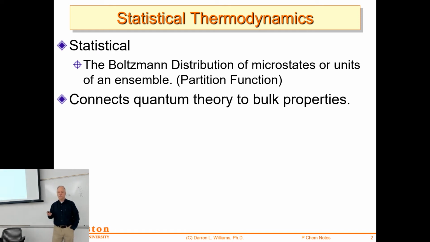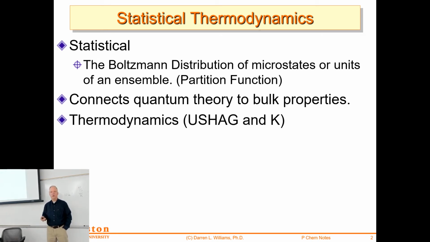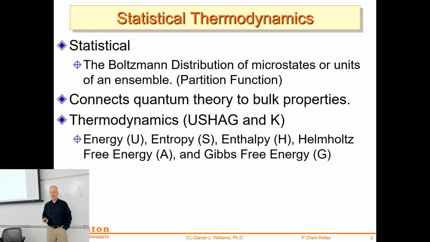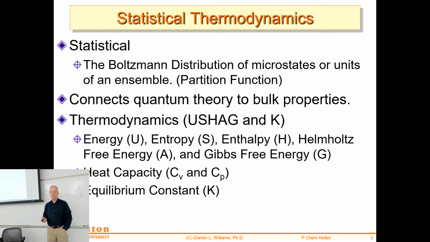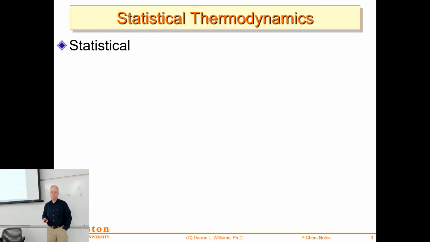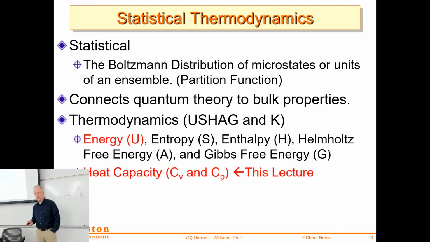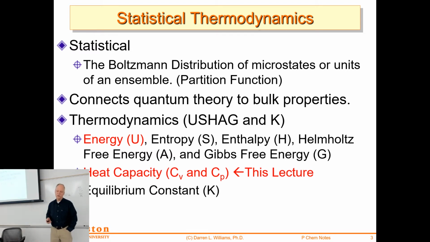And then we connect these quantum counting statistics to bulk properties using information or terms that we're familiar with. Energy, entropy, enthalpy. Helmholtz free energy might be new to you, but you've heard of Gibbs free energy. And then heat capacity and equilibrium constant. So we'll go all the way through this in the next couple of lectures to where we'll derive the equilibrium constant based upon these statistical methods. And today we're talking just about the energy and the heat capacity. So we're focused on those two in this lecture.